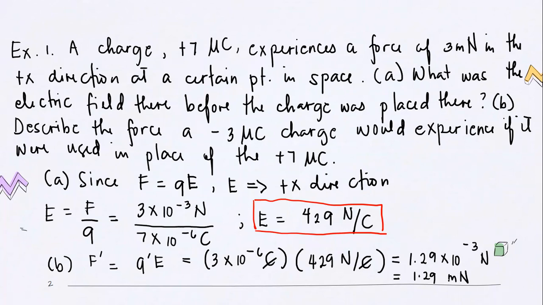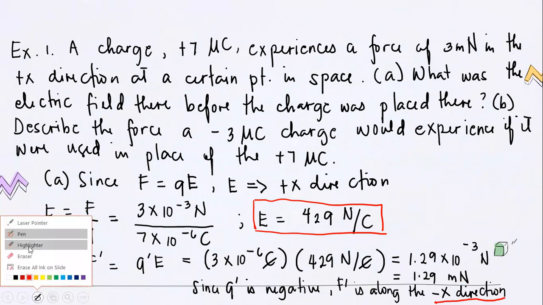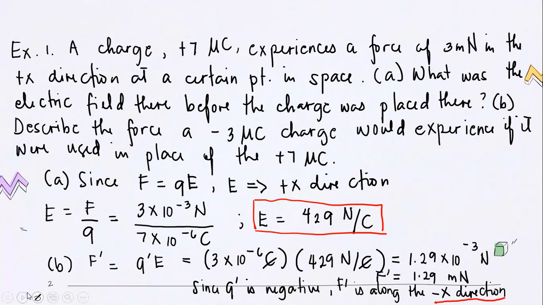Okay, and then since Q prime is negative, since Q prime is negative, therefore F prime is along the negative x direction. Therefore, negative x direction. And our F prime is 1.29 millinewtons in the negative x direction.